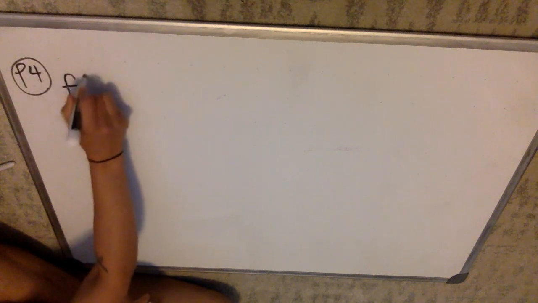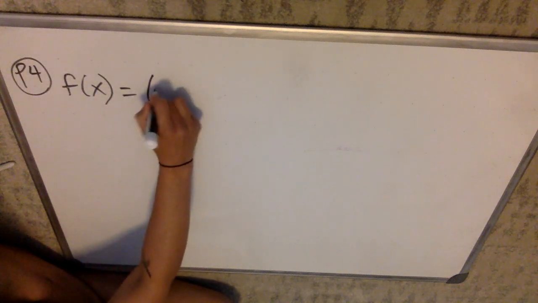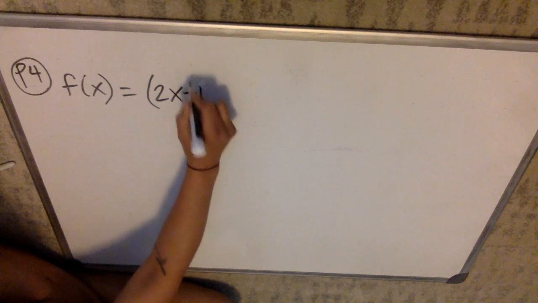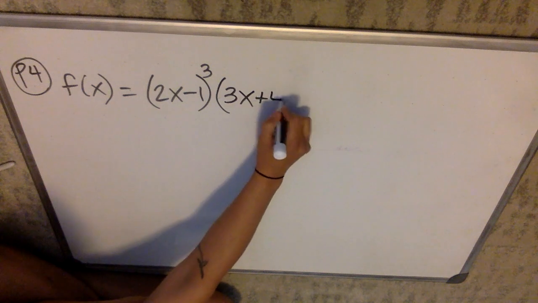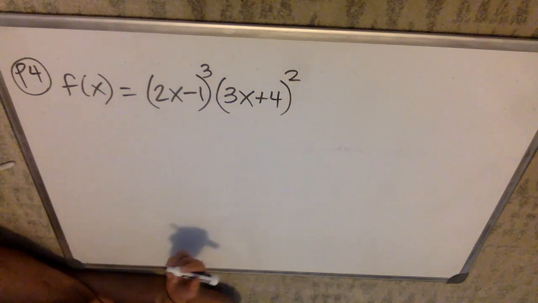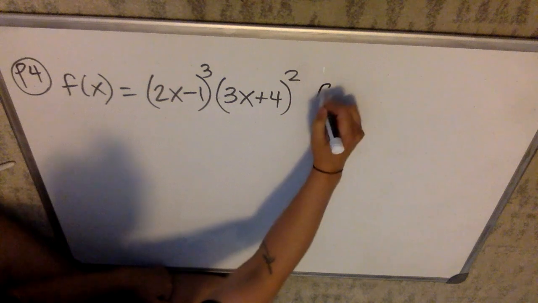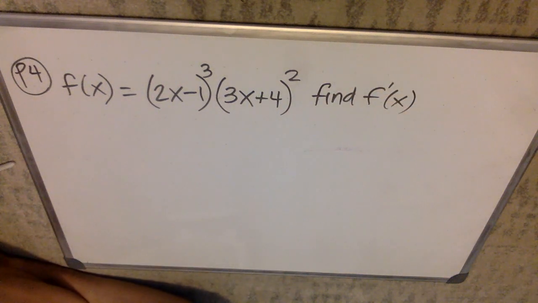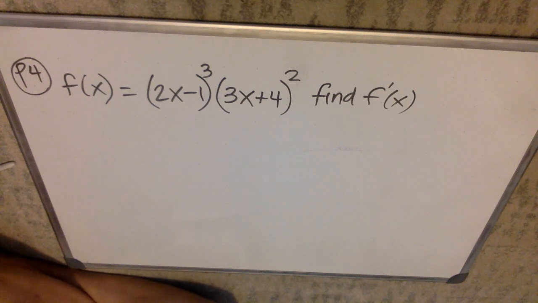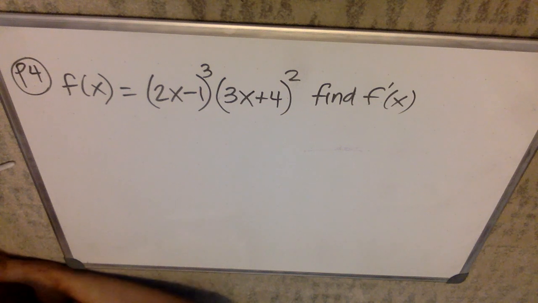So for our P4, instead of doing a quotient, let's do a product, right? So P4, I'm going to give you f of x equals 2x minus 1 to the 3rd times 3x plus 4 to the 2nd. Okay, so now what you're going to do is you're going to find f prime of x. So this is a product where both of the u and the v have a chain, right? So pause me if you want and give this a try on your own, or if you want, go ahead and watch. Either one's fine.